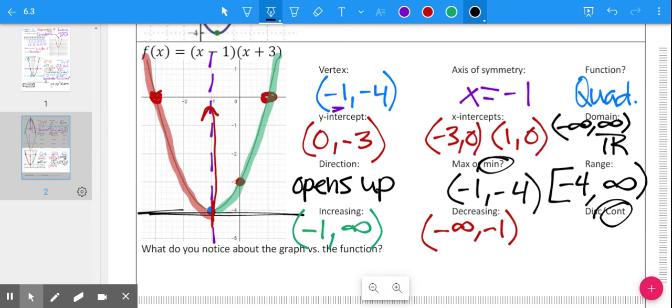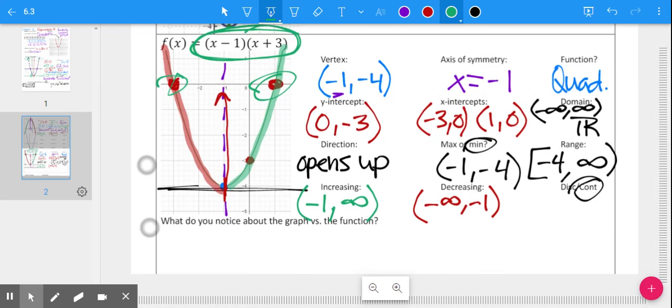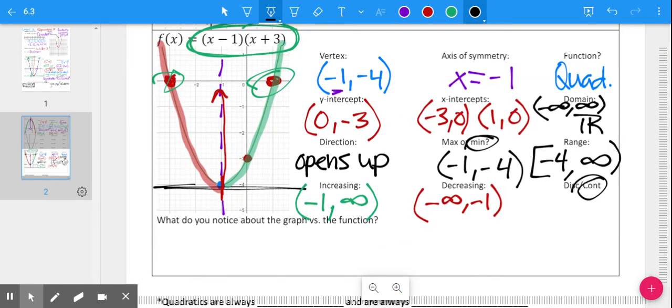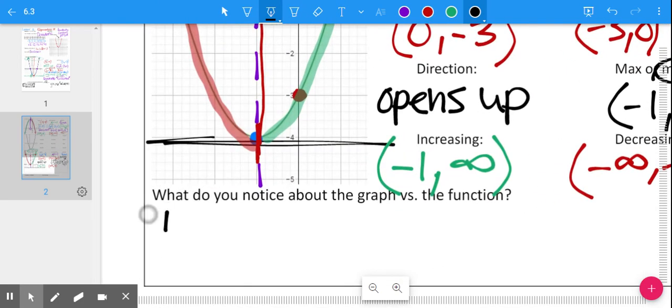So this next little question is asking what you notice about the function, which means the equation, and the graph. What we talked about in class is that the x-intercepts, we have a -3 and a 1, are kind of the opposites of what we have going on here. Now, according to your formula sheet, if you have one, it says that this equation is in intercept form. So that's what we're going to write.